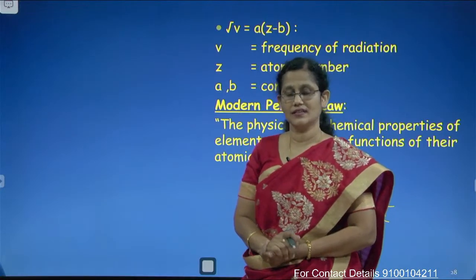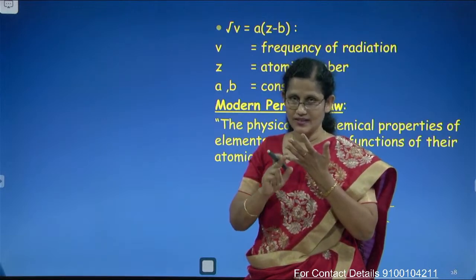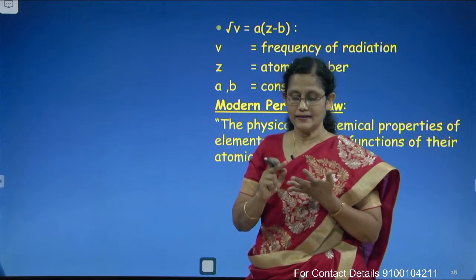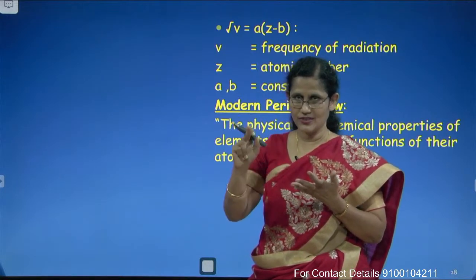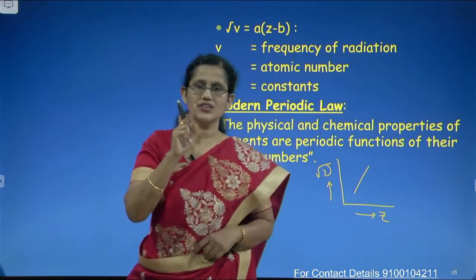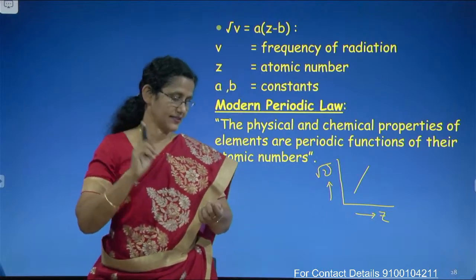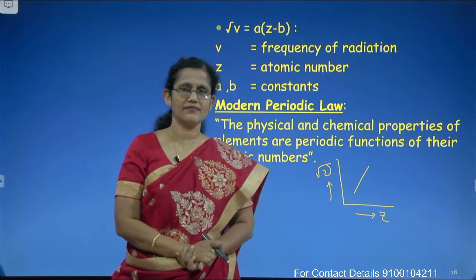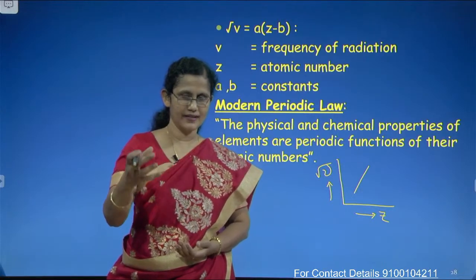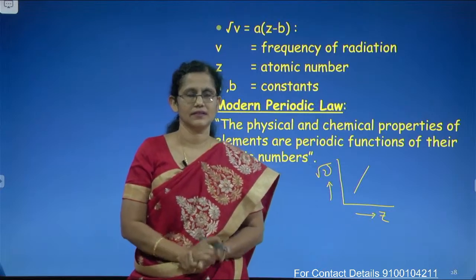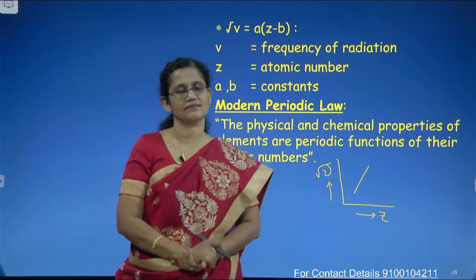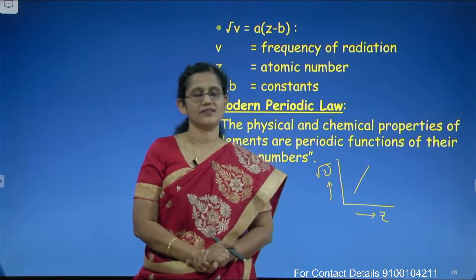What are the merits? He studied undiscovered elements and their properties, and he rectified atomic weights of some elements. What are the disadvantages? The position of hydrogen is uncertain. Isotopes are not accommodated in the main table. Here and there, instead of an increase, there is a decrease in atomic weights: inverted pairs, anomalous pairs.